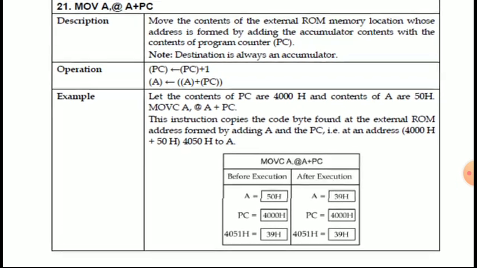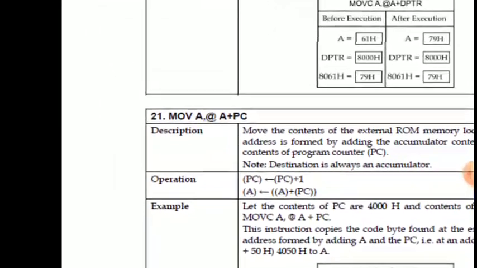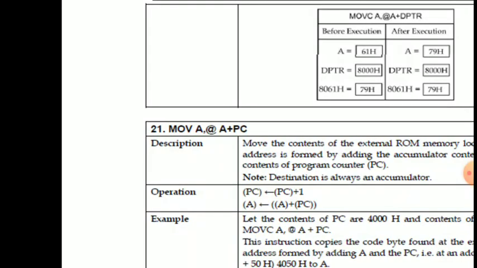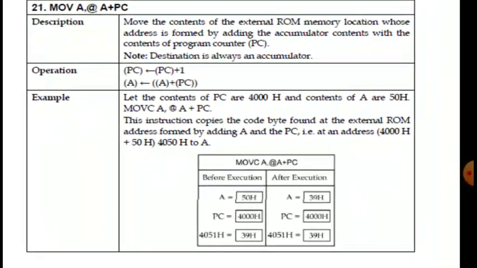So let the contents of PC be 4000, contents of A be 50H, and MOVC A, @A+PC. This instruction copies the code byte. Yes, it must be MOVC. Sorry for the mistake. It should be MOVC A, @A+PC. Before execution, A has 50H, and PC is 4000H. PC will be incremented by 1, 4001 plus A, that is 50, so it becomes 4051, which points to some data, that is 39H. These are all the examples.